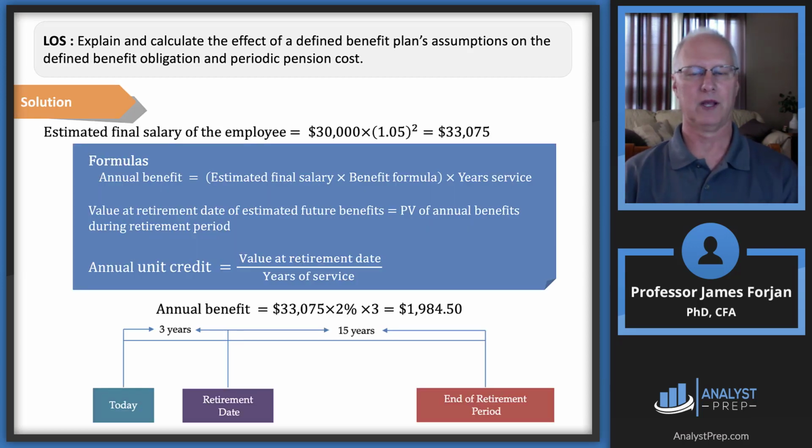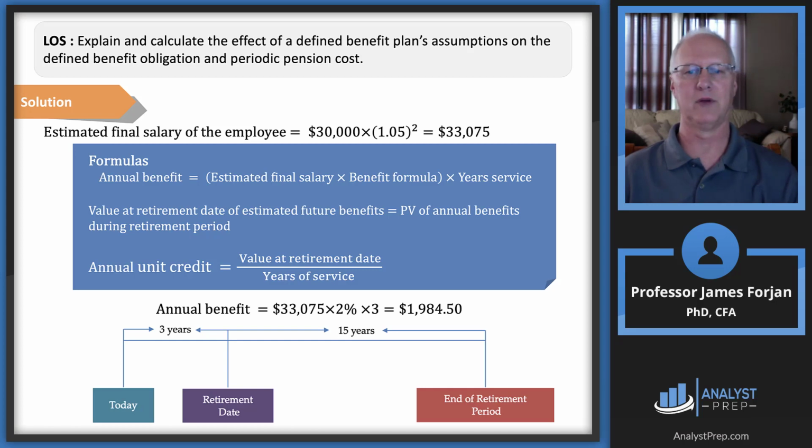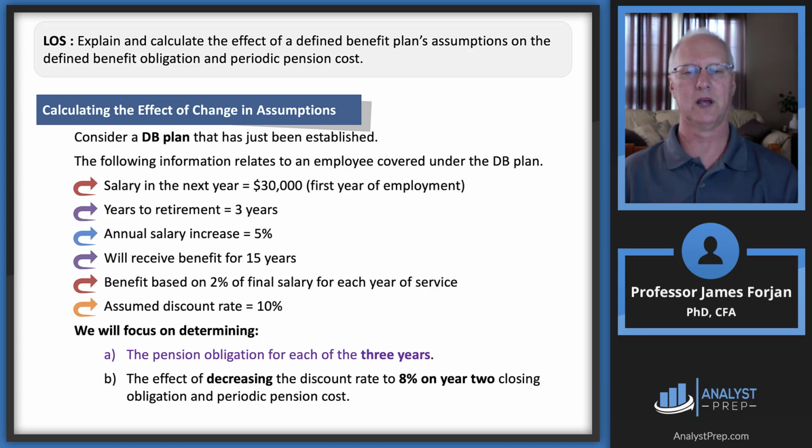All right, so do we want to have our calculator handy like we did before? Final salary, that's the same calculation that we did before. So that gets us out to $33,075. Annual benefit, let's look at the little illustration at the bottom. So there's today, we're working for 3 years, and then we're retiring for 3 years. So that annual benefit is the salary, $33,075 times 3 years of working times the 2%.